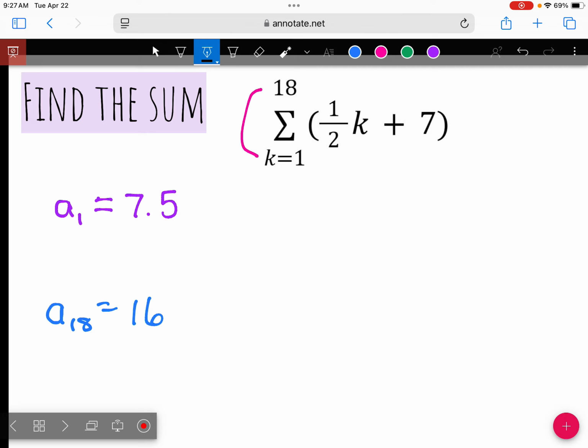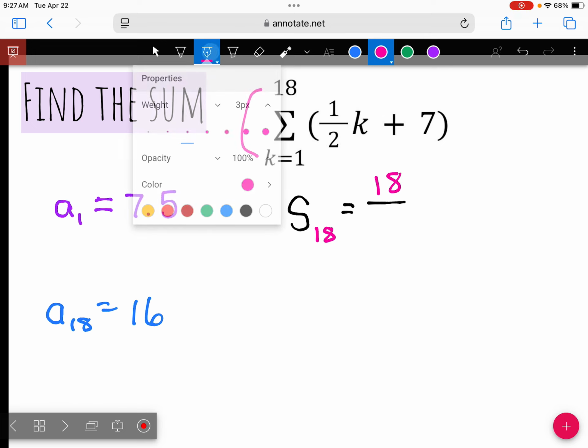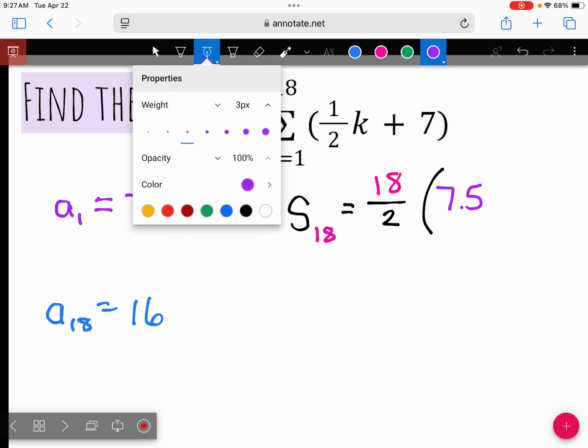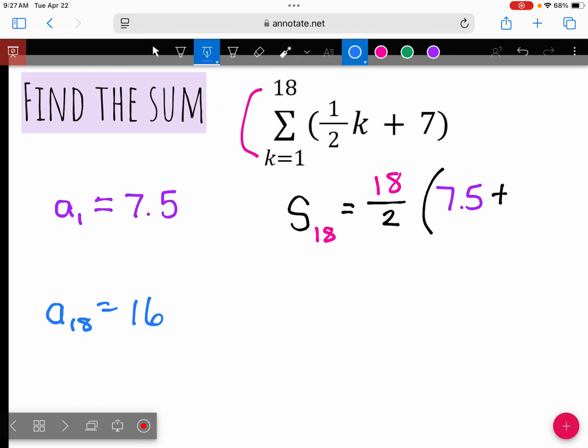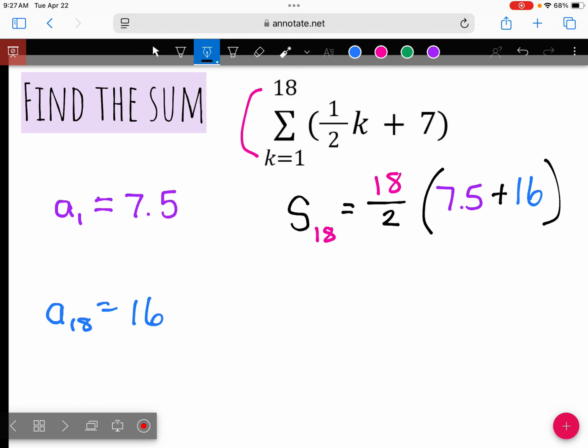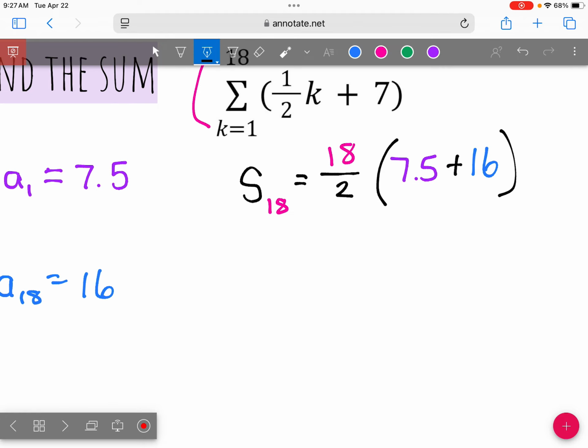Just making us think. So we're going to get our sum of these 18 terms. That's what the little number down there means. It's the sum of these 18 terms by taking our 18 over 2. It's always over 2. With our first term, 7.5, plus our last term, our 16. First term plus last term times our n over 2. What do we get as our sum of these 18 terms?